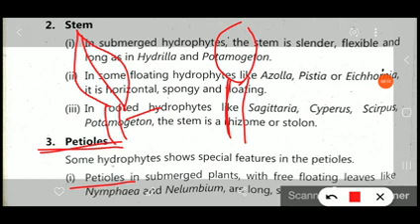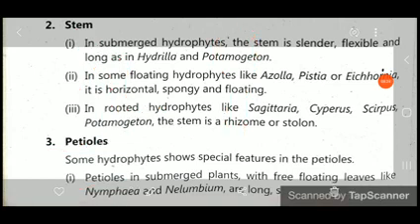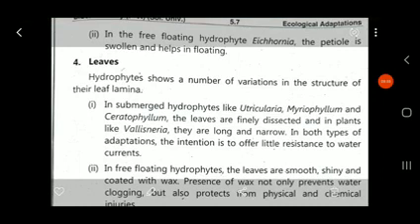Some hydrophytes have adaptations in the petioles, like free floating hydrophytes. Petioles in submerged plants with free floating leaves like Nymphaea, or Nelumbium, which is what is called the lotus. Looking at them, they are long, and broad. These petioles are sometimes broad, spongy, cylindrical. In some free floating hydrophytes like Eichhornia, the petiole is swollen and helps in floating. This is about the petioles.